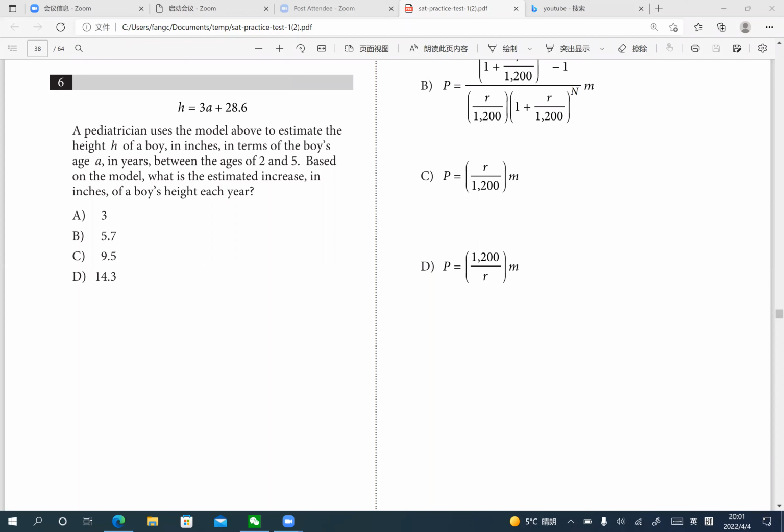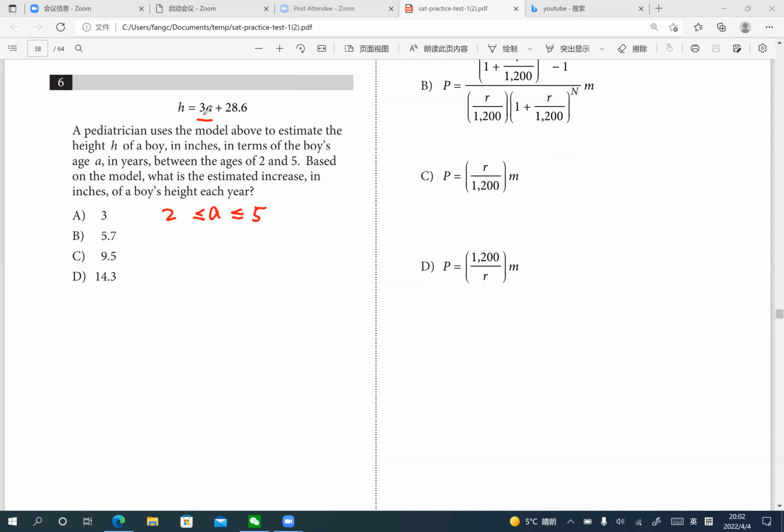Question 6. H equals 3a plus 28.6. A pediatrician uses the model above to estimate the height of a boy in inches in terms of the boy's age, a, in years between the ages of 2 and 5. Based on the model, what is the estimated increase in inches of a boy's height each year?